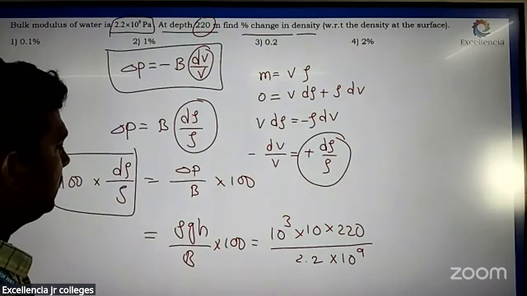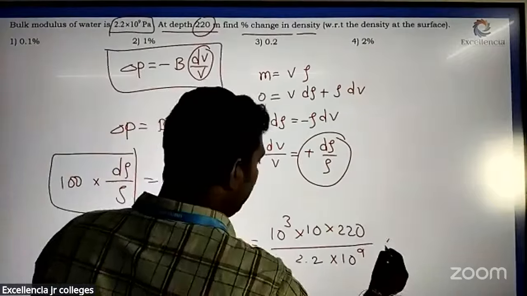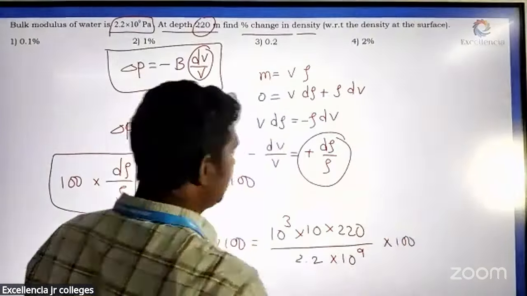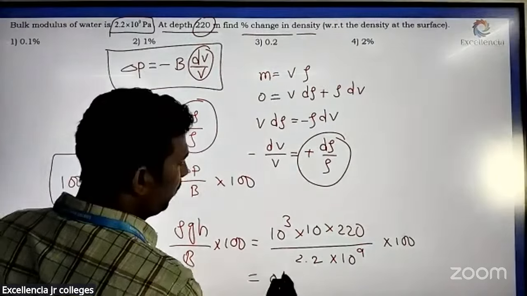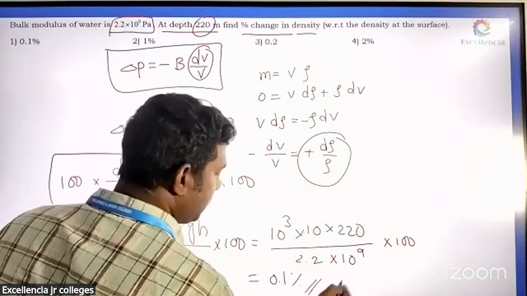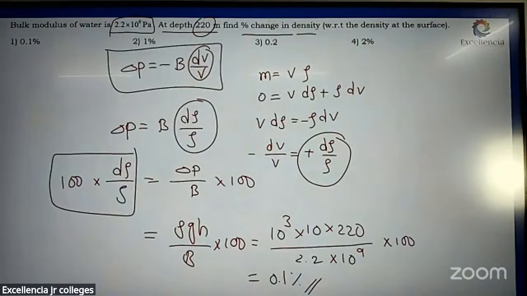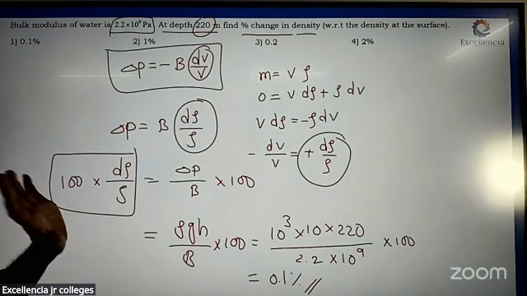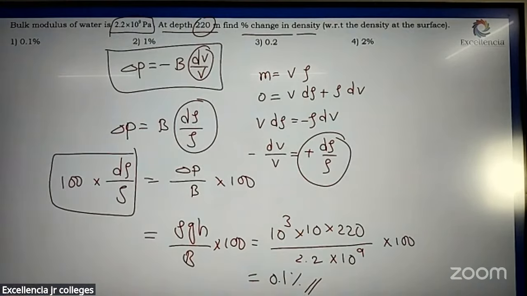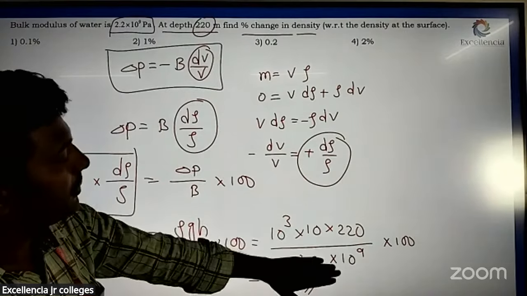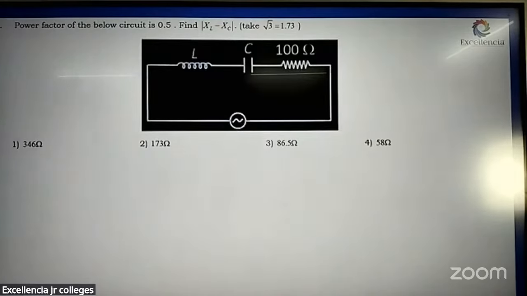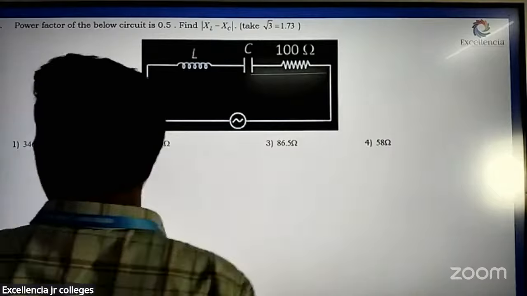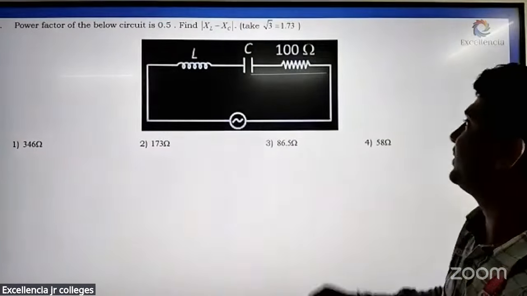So now students, we calculate into 100 also. If you calculate this value, you will get 0.1 percent. You can calculate. Okay. So this is also a simple question only, and a little calculation will be needed, but easy only. Now we will go for the next question, the 11th question, and this will be the LCR circuit.